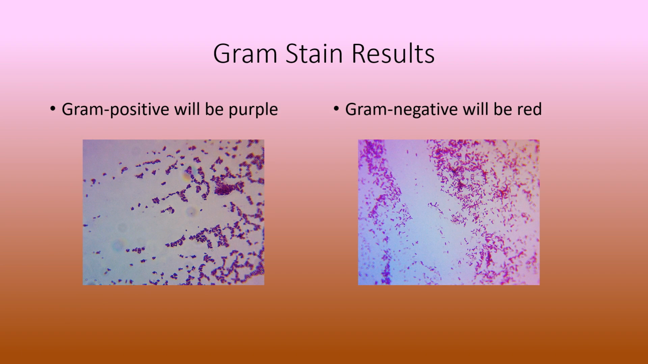Now, once you're viewing it under the microscope, a gram-positive bacteria will appear purple. It keeps that primary stain. The gram-negative organism will remain red. Why are they different colors? Because it has to do with the difference, once again, in the composition of that cell wall.